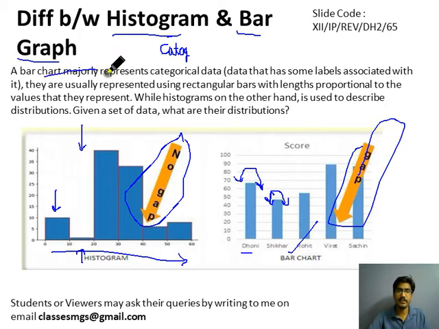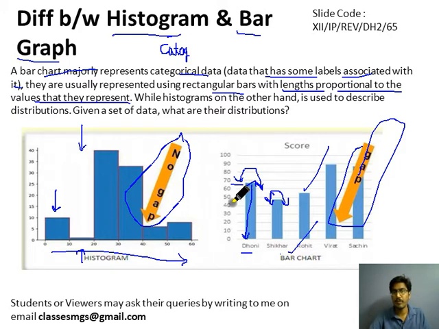A bar chart may represent categorical data. The data has some labels associated with it, like Dhoni, Shikhar, Rohit. They are usually represented using rectangular bars, with length proportional to the values they represent. The length of the bar will depend on the value it is representing. Like it is representing 65, so the length will go up to 65. It is representing 45, so the length will go up to 45. It is representing 50, so it goes up to 50. This is how the length in the bar graph is calculated.